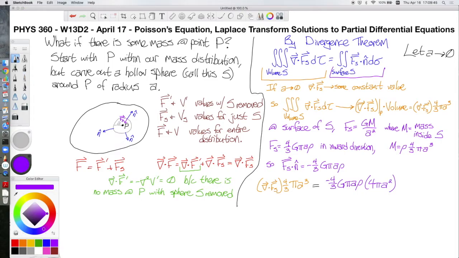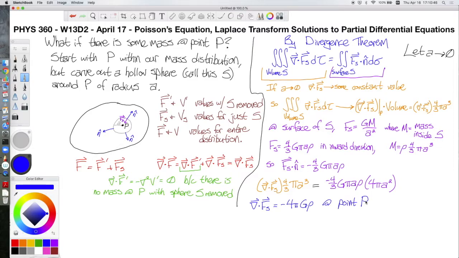So just like we saw above where the divergence of Fs was constant through the entire volume, so the integral can just be rewritten as that divergence times the volume, here we have Fs dot n hat, which is going to be constant over the entire surface of the sphere. So we just have the value of that dot product times the surface area of that sphere. And from this, we can then cancel some things out and obtain the following equation. So the divergence of Fs equals negative 4 pi G rho at point P.